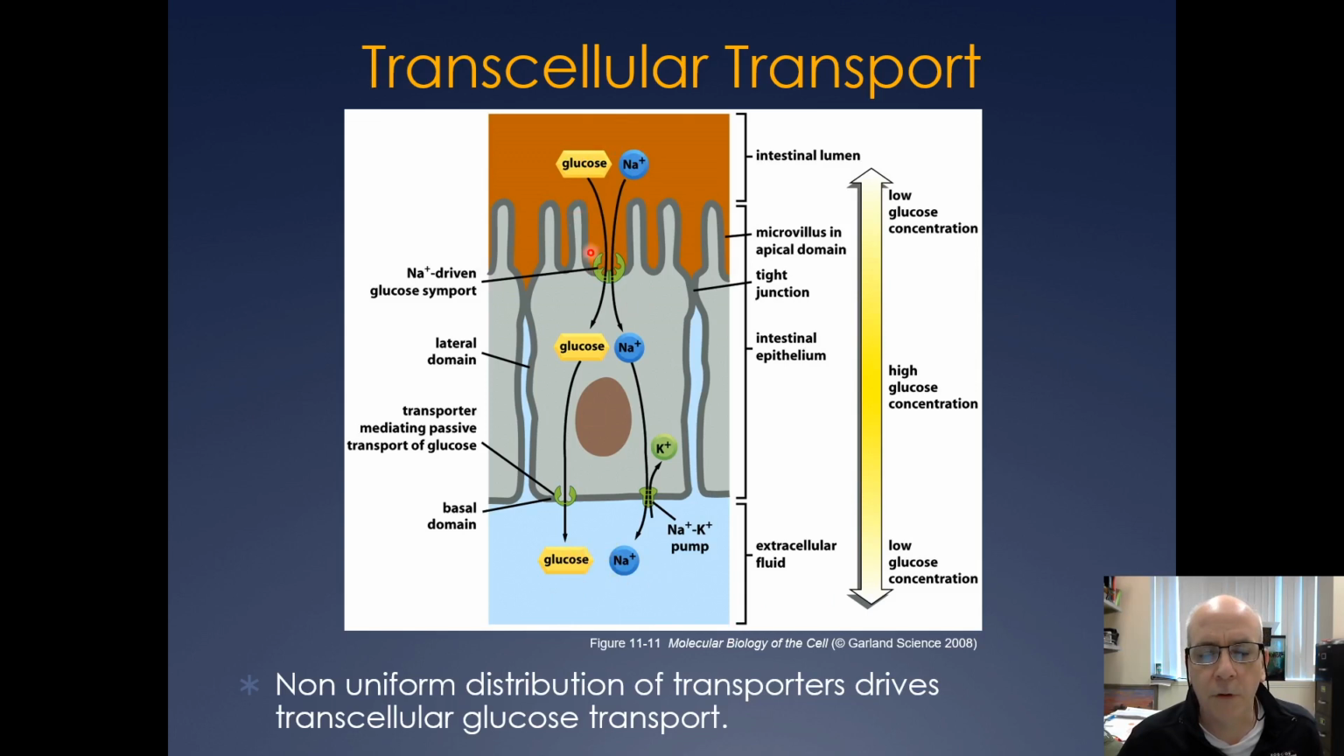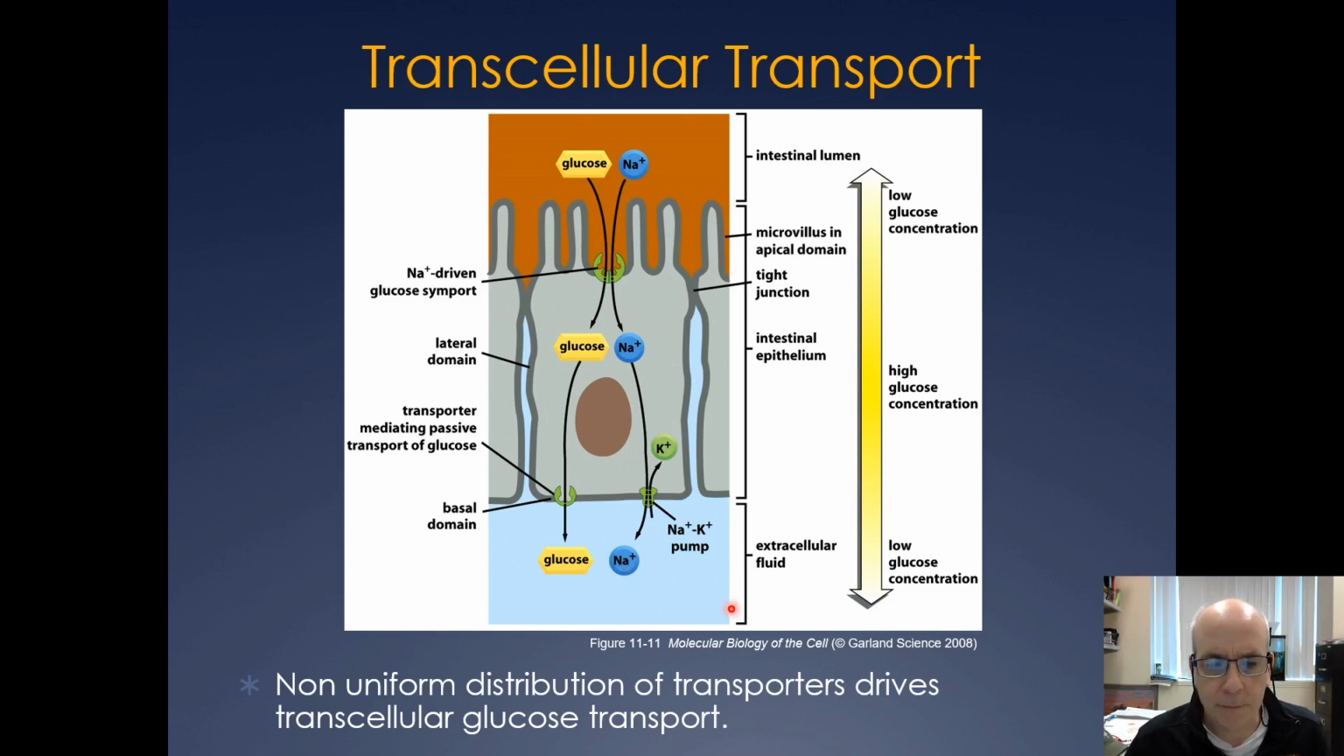So this is one of the ways that we take up foodstuff from our intestinal lumen and across the cells. Meanwhile, sodium is being pumped out by the sodium-potassium pump down here, so that the flow of sodium can drive the flow of glucose. So low glucose outside, high glucose inside, and then it just flows down its concentration gradient. Whereas sodium is high outside, and it flows in, and then the sodium-potassium pump pumps the sodium back out.